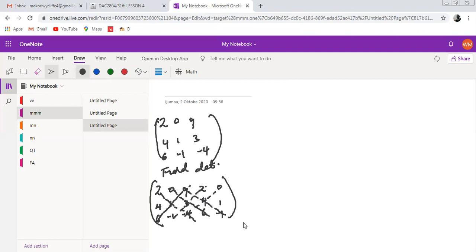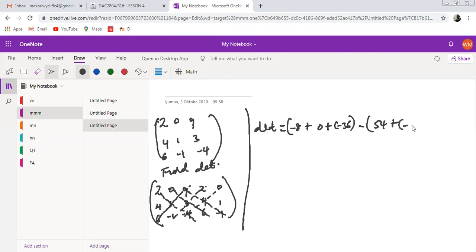So now our determinant will be given by 2 times 1 times -4, which is -8, plus 0 times anything, which is 0, plus 9 times 4 times -1, which is -36. Then you minus 6 times 1 times 9, which is 54, plus -1 times 3 times 2, which is -6, plus 4 times -4 times 0, which is 0.